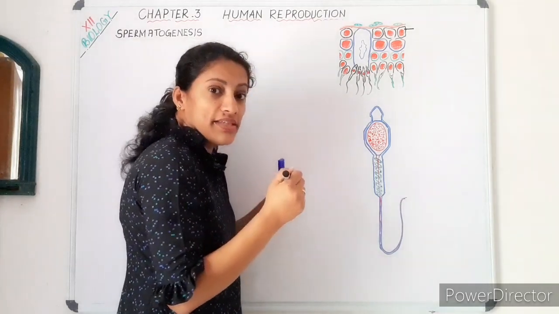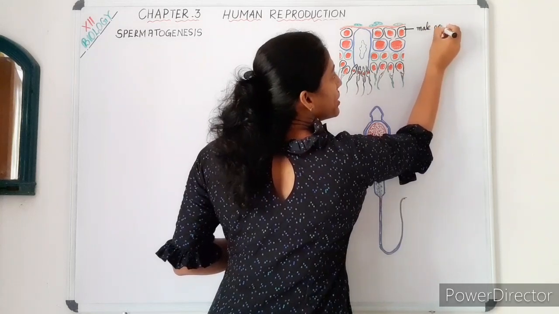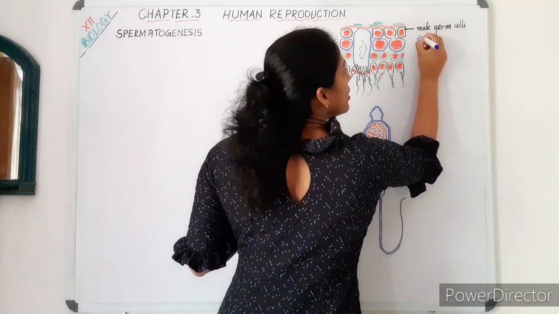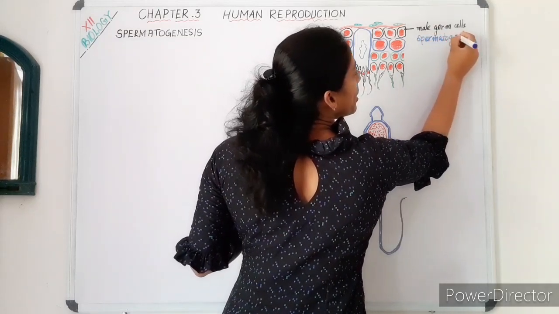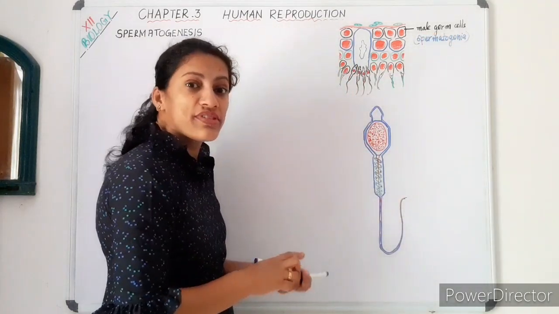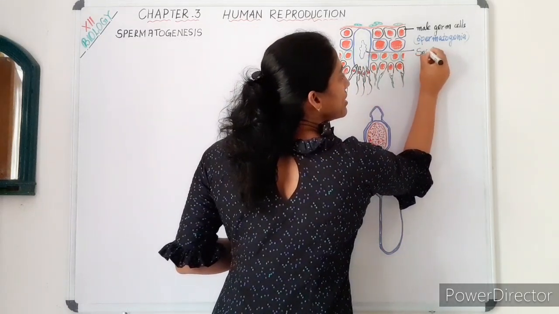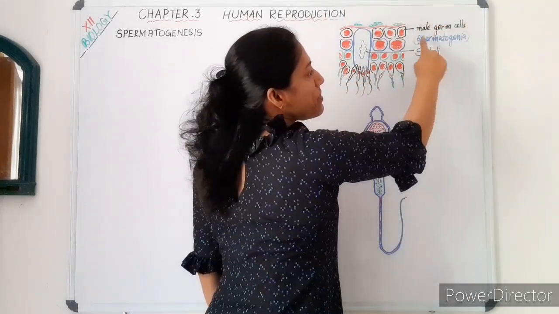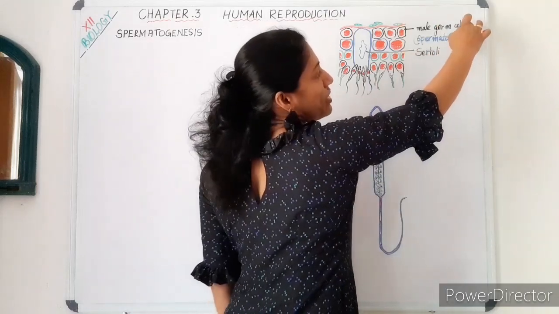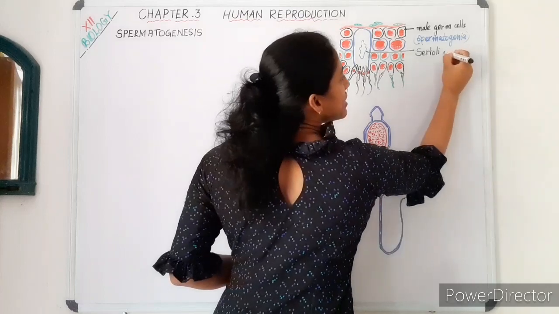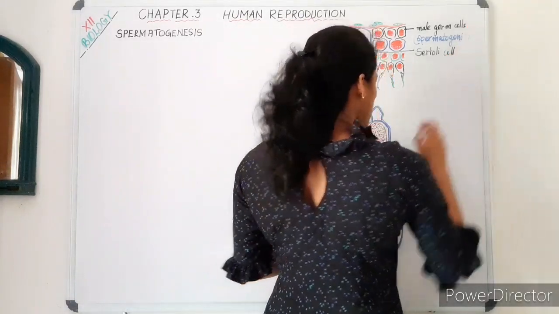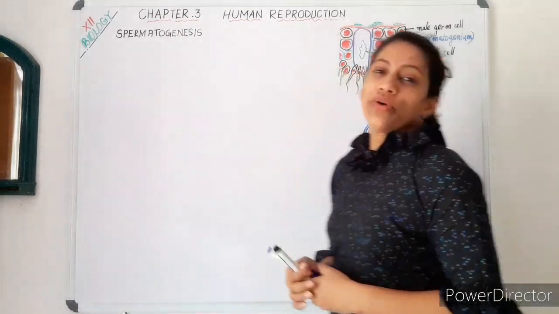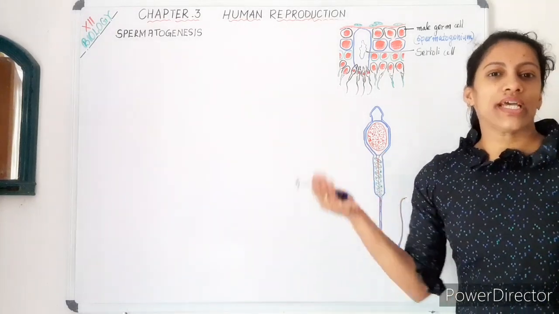Seminiferous tubules are internally lined by male germ cells known as spermatogonia. Keep in mind, seminiferous tubules are lined with one type of cell, spermatogonia, and the other type of cell, which is a large cell, known as the Sertoli cell. So the seminiferous tubule is internally lined by two types of cells. One is the male germ cell, spermatogonium, singular. The other one is the Sertoli cell. Here we have labeled only one male germ cell, spermatogonium.